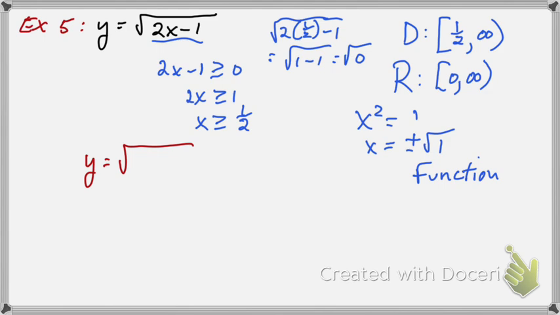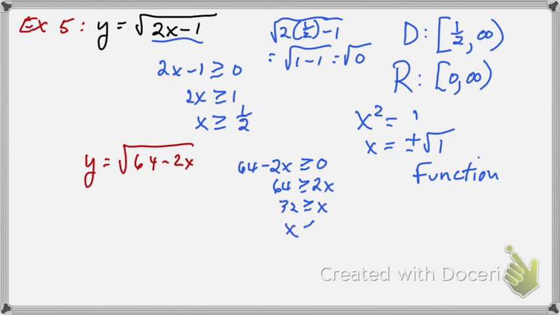I'll just pick a number here. 64 minus 2x. Okay? What do I say? 64 minus 2x has to be greater than or equal to 0. It's got to be at least as big as 0. So I solve it, and I get 64 greater than or equal to 2x, 32 greater than or equal to x. Said another way, x has to be less than or equal to 32.